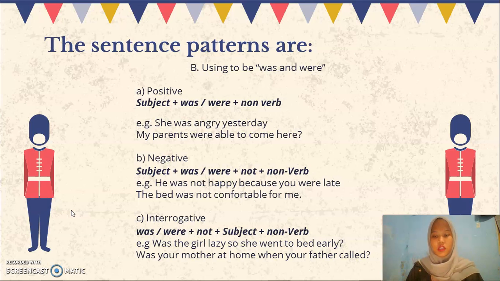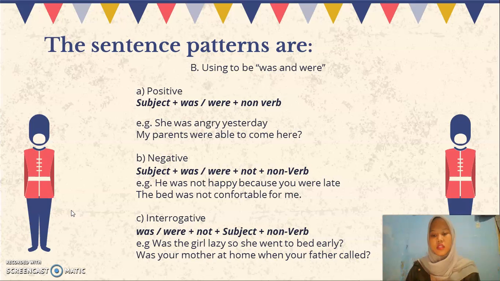Okay, the second one is negative patterns. We have subject plus was or were plus not plus non-verb. For example, he was not happy because you were late. Another example is the bed was not comfortable for me.